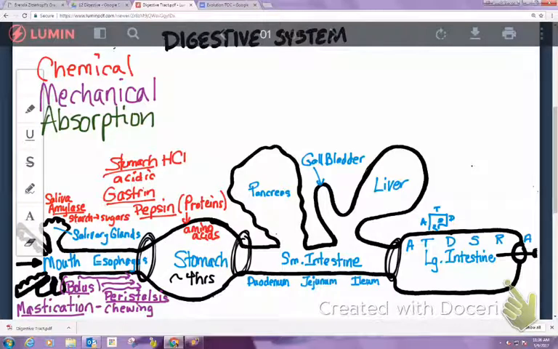How long will food spend in the mouth and the esophagus? Seconds. Let's say you're a good chewer. Maybe minutes. Okay? Okay. The name of this first sphincter muscle is the cardiac sphincter.